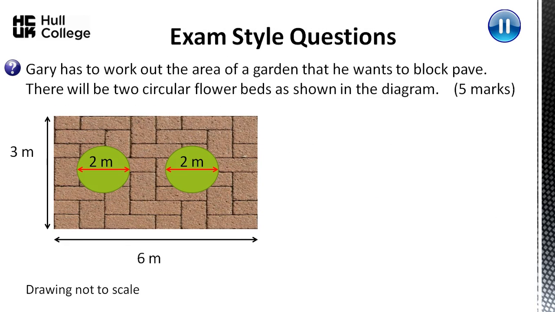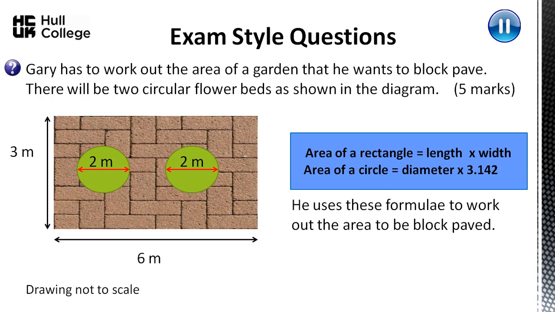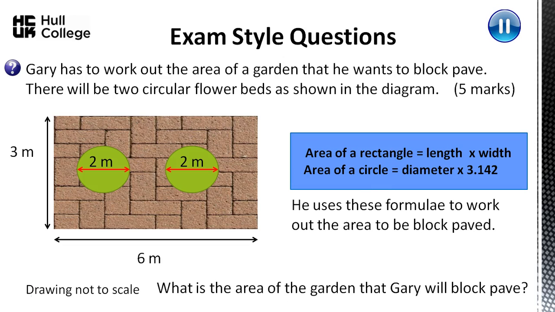And finally, question 3. Gary has to work out the area of a garden that he wants to block pave. There will be 2 circular flower beds as shown in the diagram. The drawing is not to scale. He uses these formulae to work out the area to be block paved. What is the area of the garden that Gary will block pave? This question is worth 5 marks. Pause the video while you answer the question.